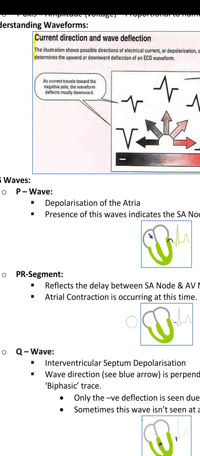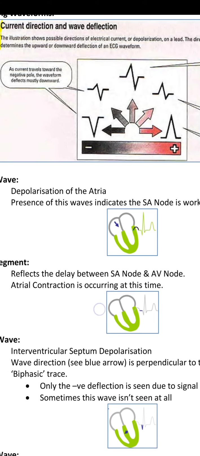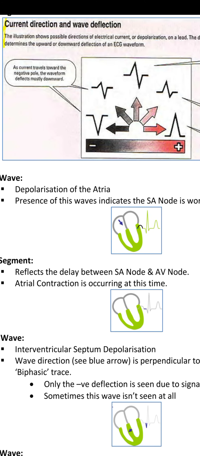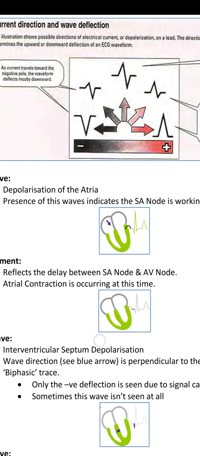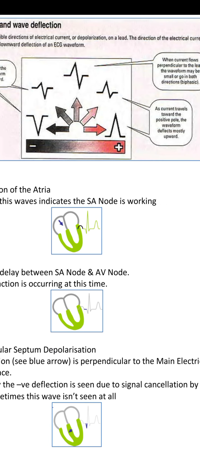The presence of this wave indicates the SA node is working. The depolarization of the atria is the formation of the first wave, the P wave. The SA node is situated in the atria, so the P wave is formed from the atrium, the location of the SA node.